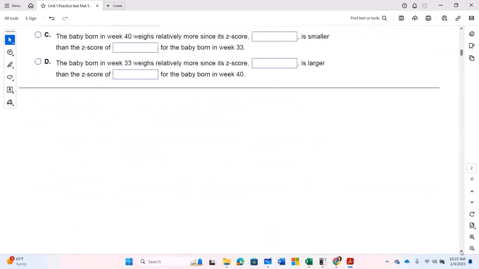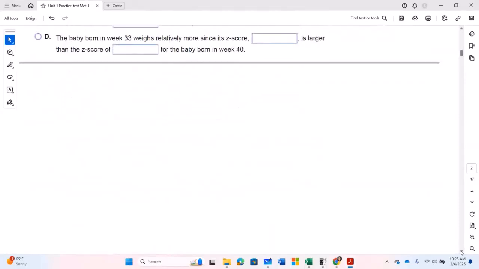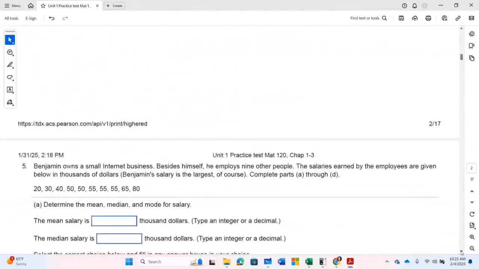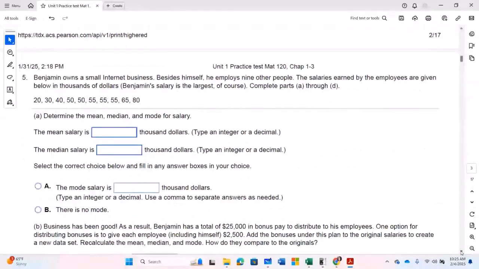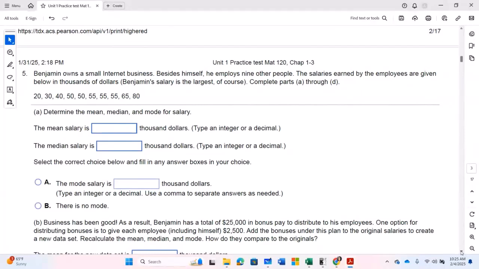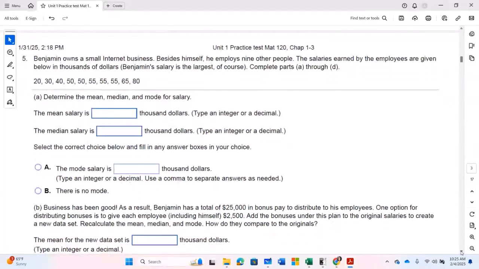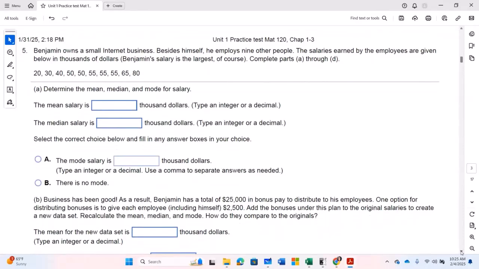Okay, so that's the question. The question is about the z-score property of the normal distribution. One of the properties of the normal distribution is the z-score empirical rule. The normal curve is symmetrical about the mean. Area under the normal curve is 1. The mean divides the normal curve into 2 equal parts, 50-50. So we already know that.